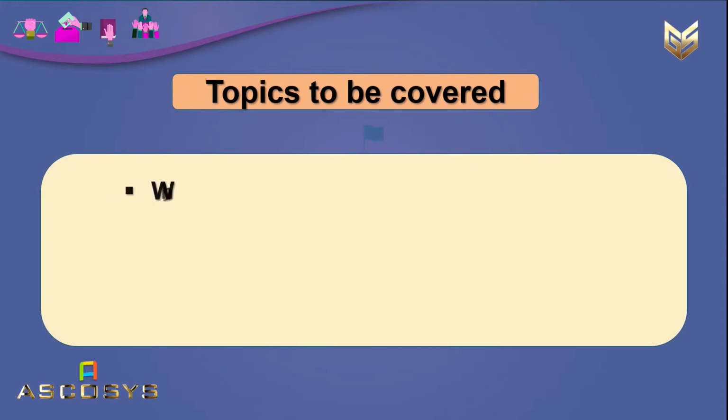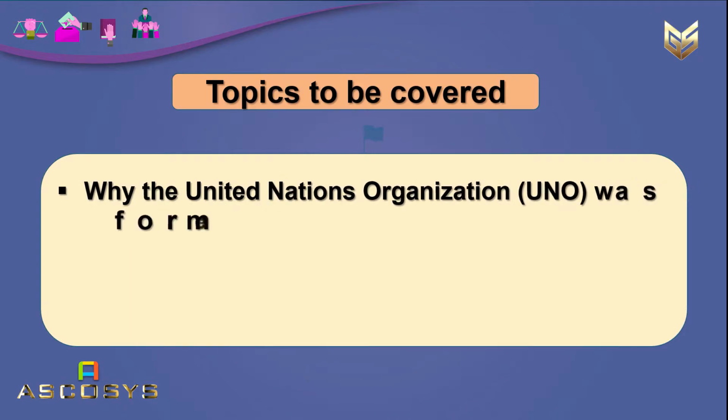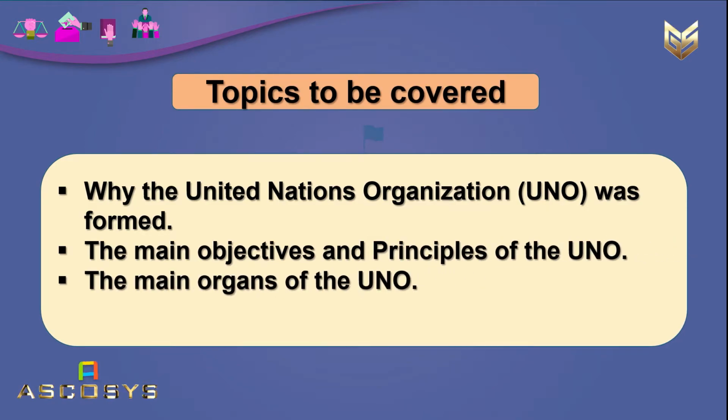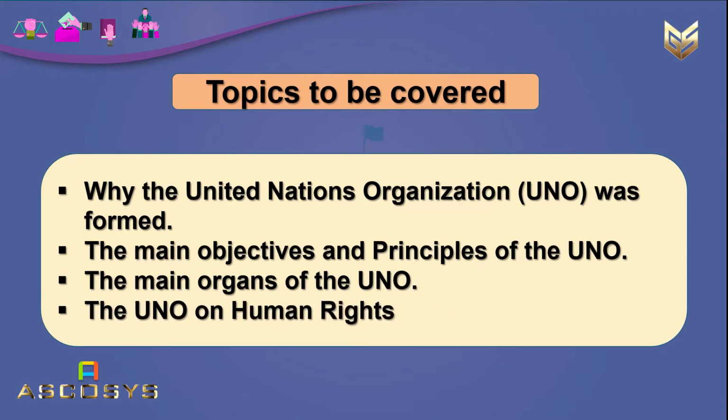First, why the United Nations Organization, that is UNO, was formed. Second, the main objectives and principles of UNO. Third, the main organs of UNO. And the fourth one, the UNO on human rights. So, from the key points we have noticed that we basically have to discuss the United Nations Organization in this chapter. Okay, let's start the chapter.